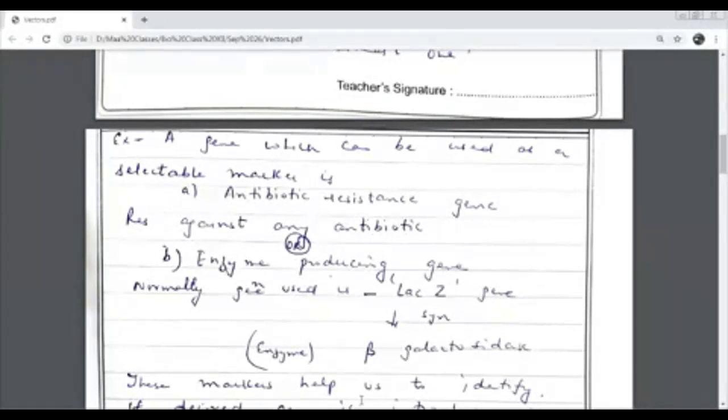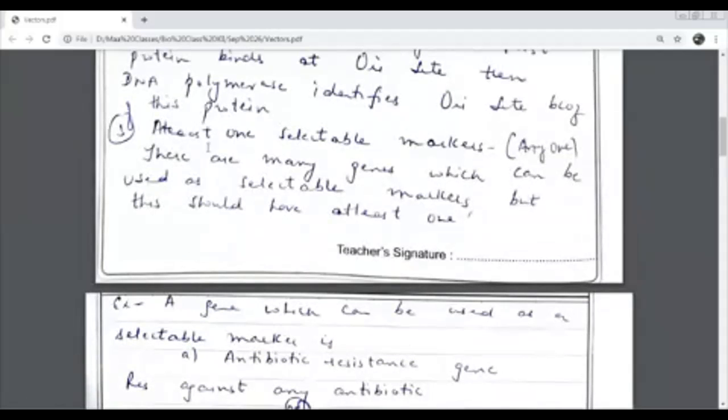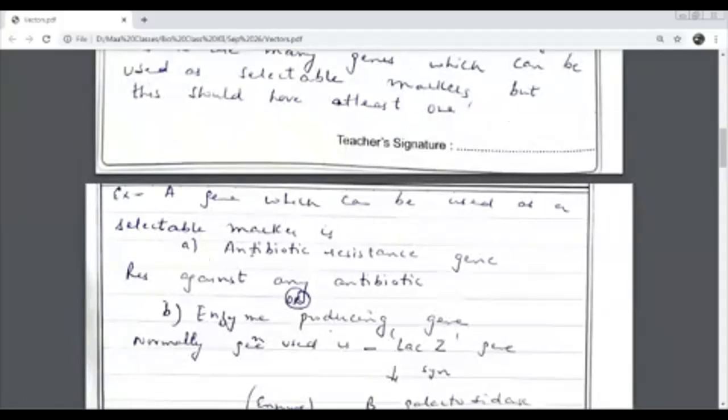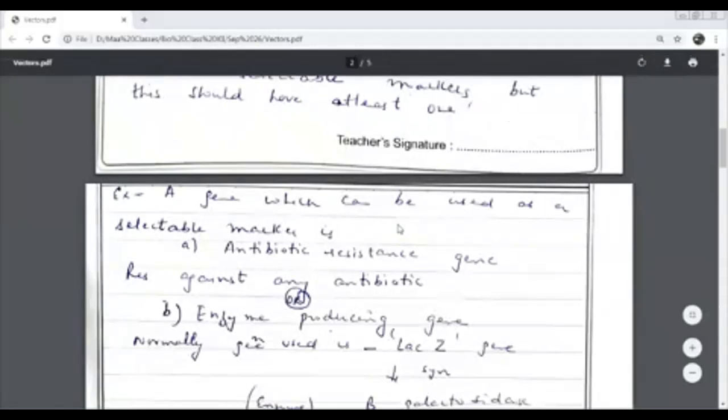Which is the third thing which every vector should have? At least one it should have: the selectable marker. Son, keep this in mind. At least one, any one. Both of them are not needed. So there are two, and we just need any one of them. The first one was the antibiotic resistance gene, and the second one is the enzyme producing gene.